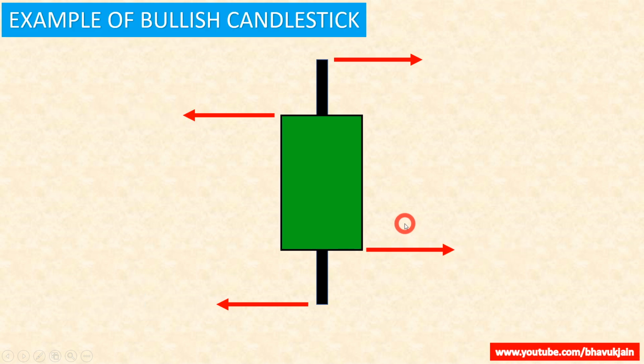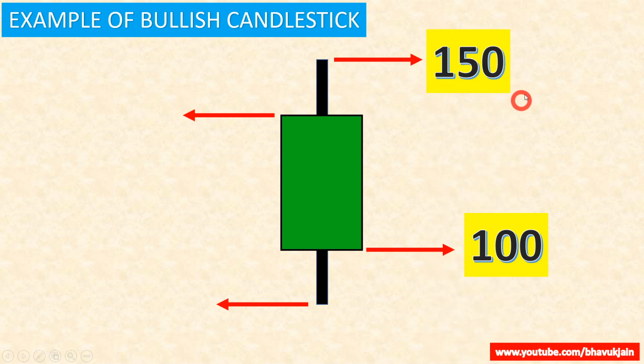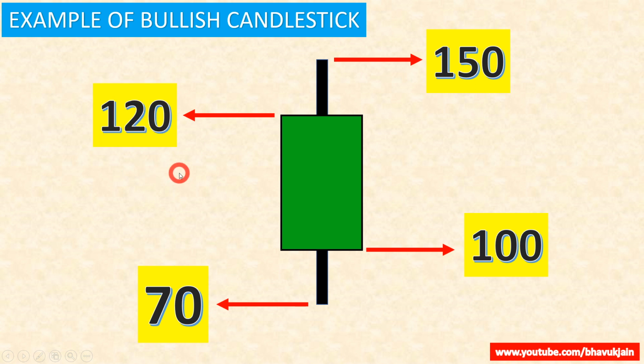Now we will see an example of the bullish candlestick. First of all, we will see the open price. For example, say the candle opened at rupees 100. It went as high as rupees 150 during the trading session. It made a low of rupees 70 during the same trading session and it closed at 120. Now you see here it opened at 100, it closed at 120, so the difference is rupees 20. This is a bullish candle because the closing price is greater than the opening price.